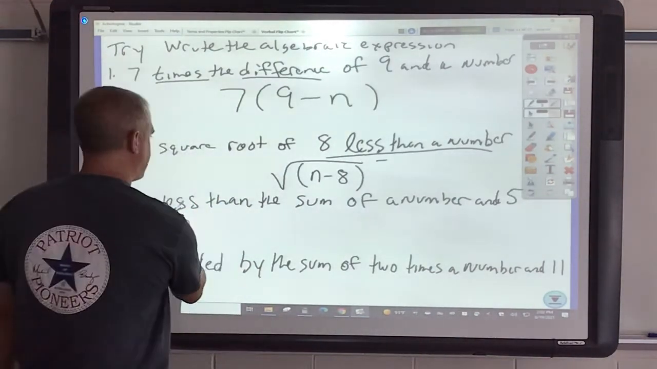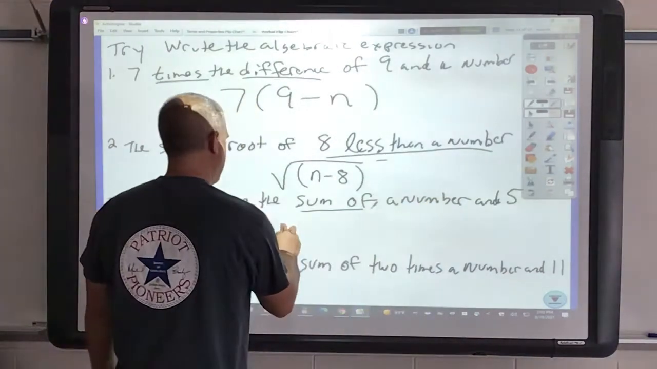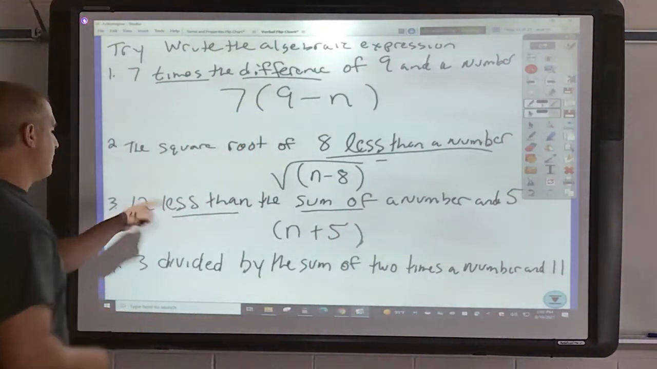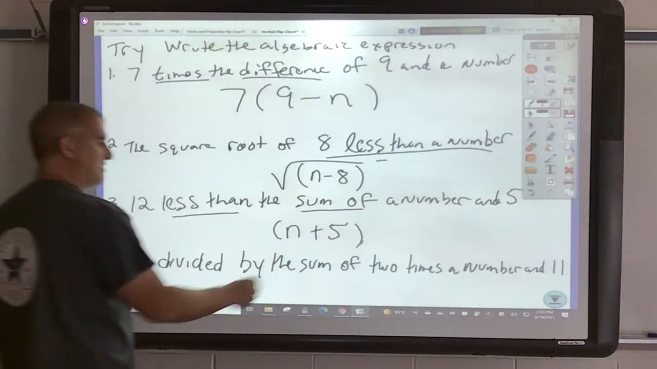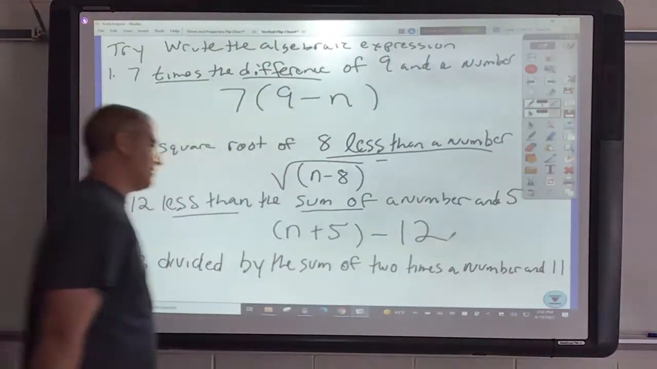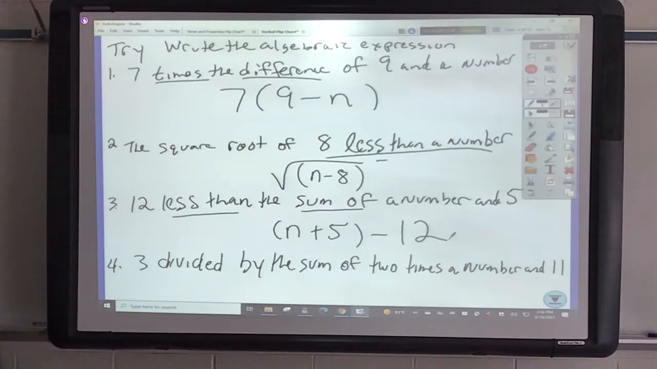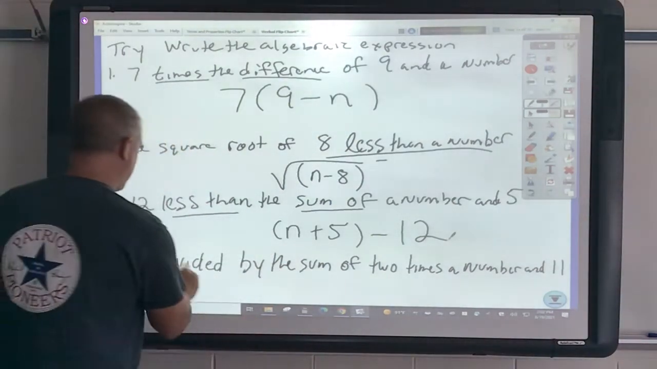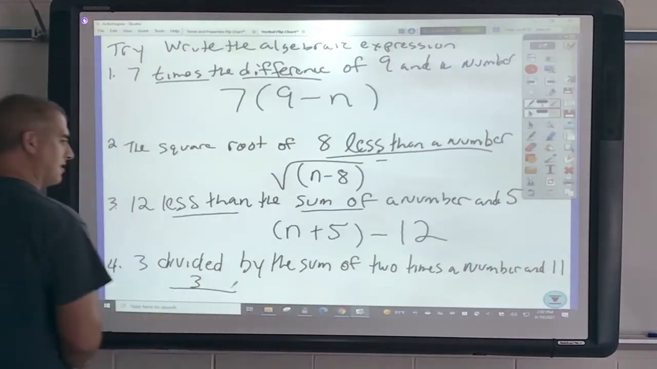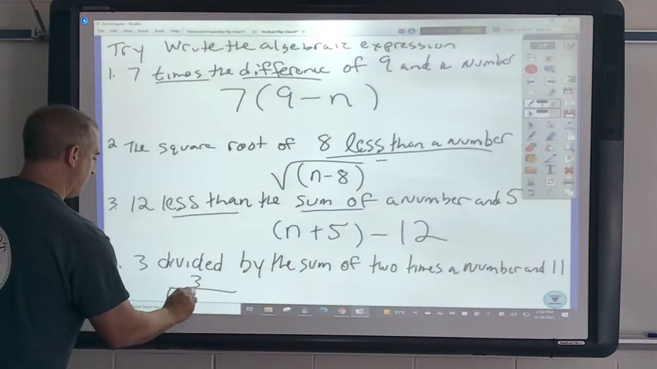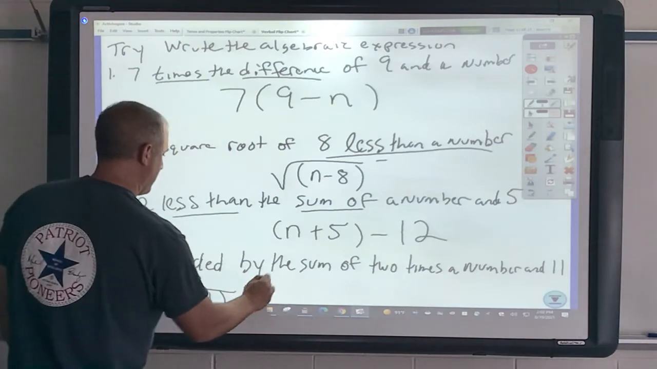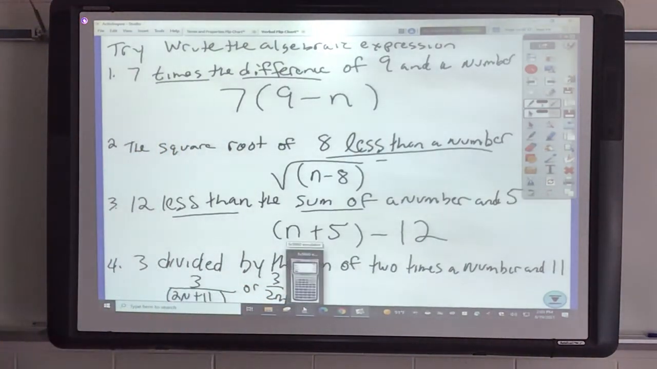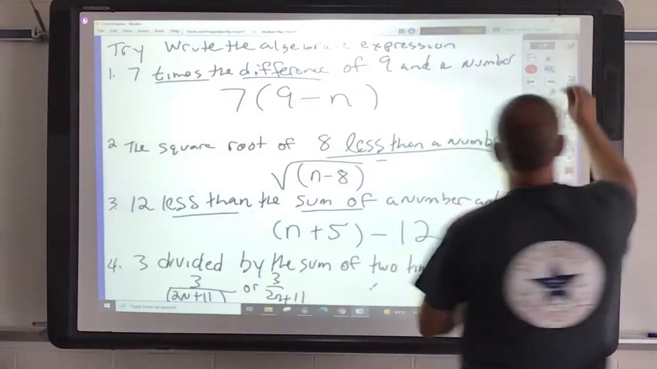12 less than the sum of a number and 5. So I'm going to do n plus 5. 12 less than that. So normally it'd be 12 minus, but this would be like this. 3 divided by the sum of 2 times the number and 11. You could also write it like this. So those might take a little bit of work, a little bit of practice.